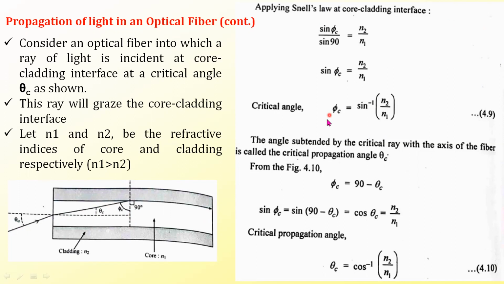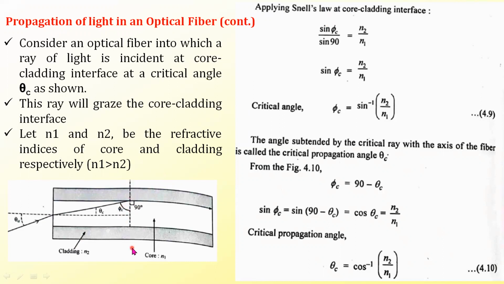Then by Snell's law, if I apply Snell's law at the core-cladding surface, where this is the core and this is the cladding, we get sine phi c by sine 90. This is the angle of incidence.